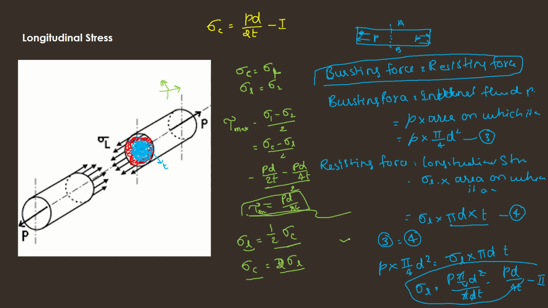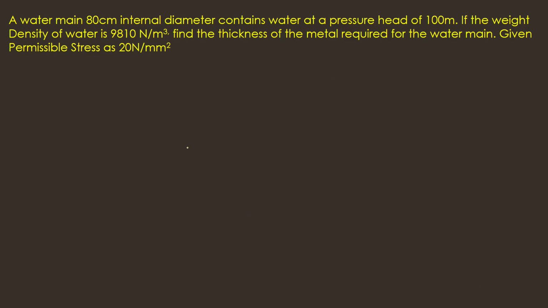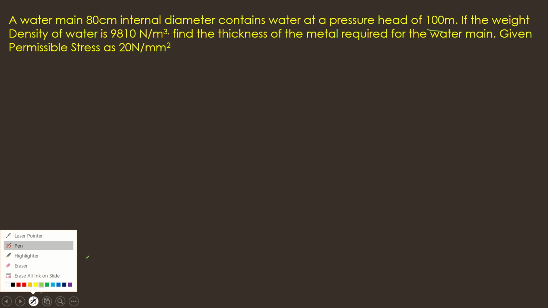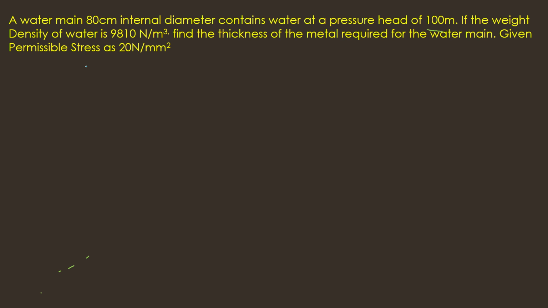So let us move to the numerical. Here is the question I have given to you. Let us solve this now. A water main of 80 centimeter internal diameter contains water at a pressure head of 100 meter. It is not given as pressure directly, it is just pressure head. If the weight density of the water is 9810 Newton per meter cube, find the thickness of the metal required for the water main. Given permissible stress is 20 Newton per mm square.